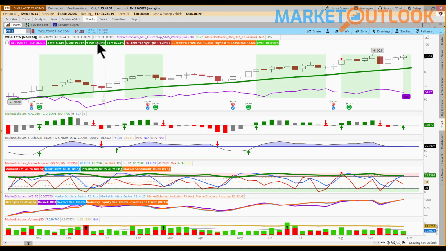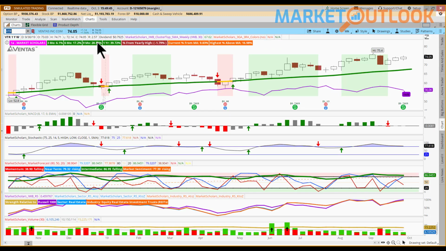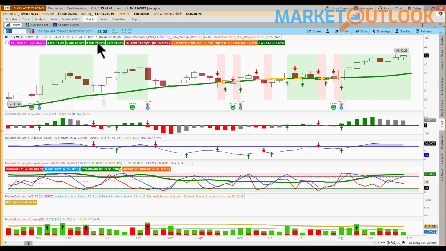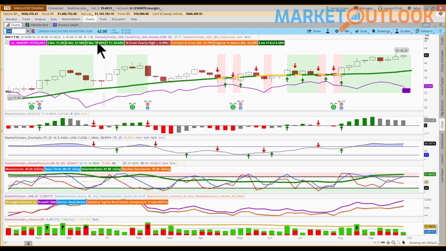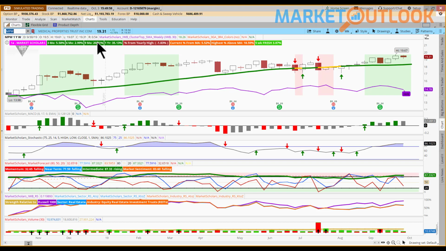WELL. Notice that it is on the verge of breaking to a new all-time high. We have Ventas, which I believe is VTR is the ticker symbol. Nice healthy bounce there today with that one as well. OHI, Omega Healthcare. It's within a stone's throw of hitting a new 52-week high. MPW is another one. That's also very close to a 52-week high.